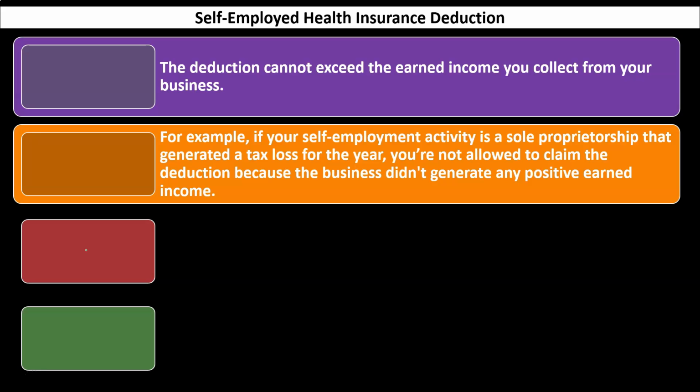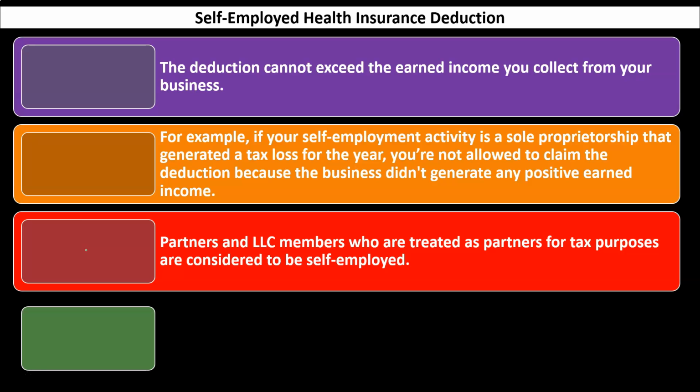So for example, if your self-employed activity is a sole proprietorship that generated a tax loss for the year, you're not allowed to claim the deduction because the business didn't generate any positive earned income. Partners and LLC members who are treated as partners for tax purposes are considered to be self-employed. So if you have a partnership or LLC, that's a flow-through entity, they may still be considered self-employed and may be able to get the self-employed health insurance deduction.